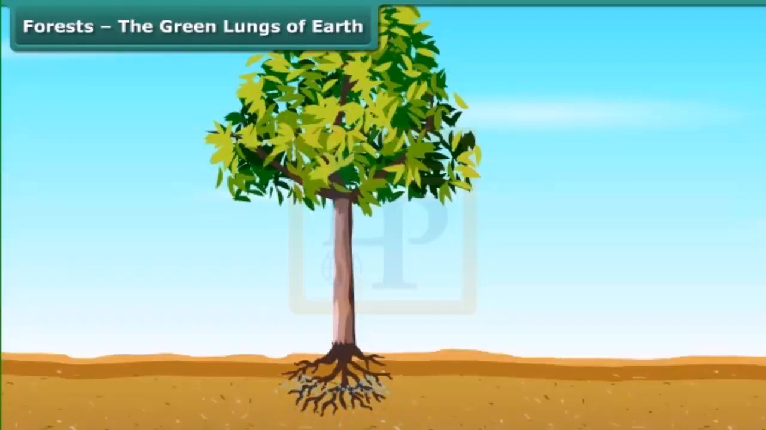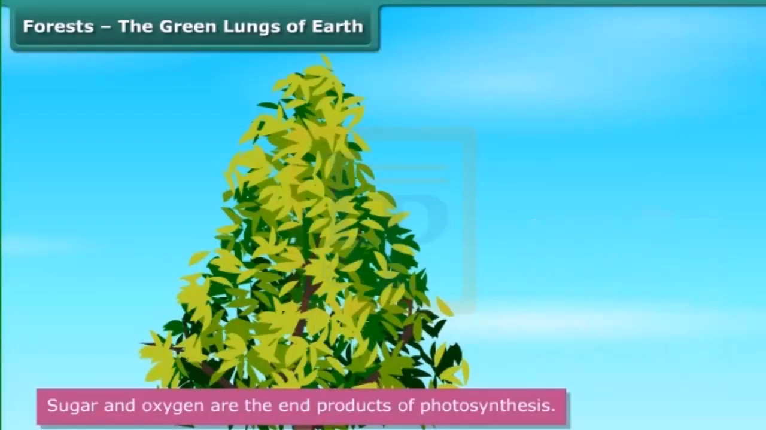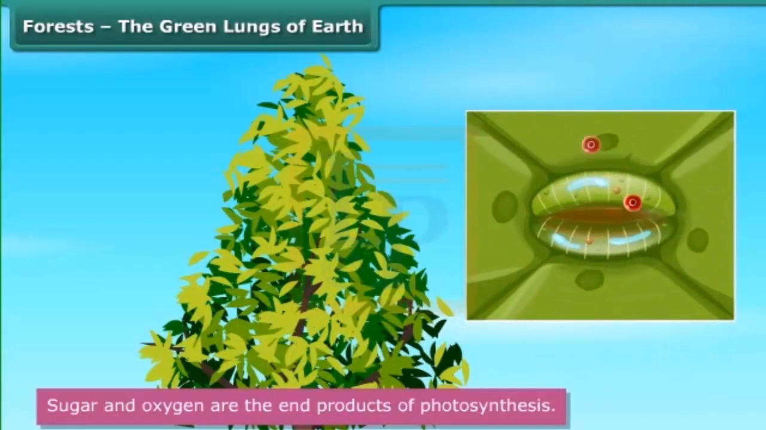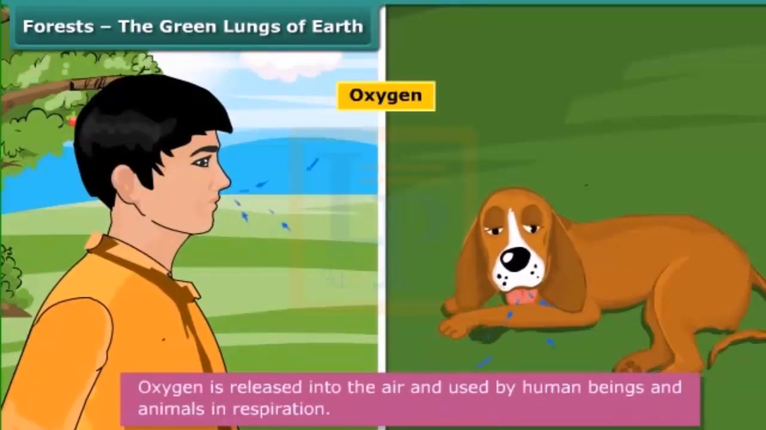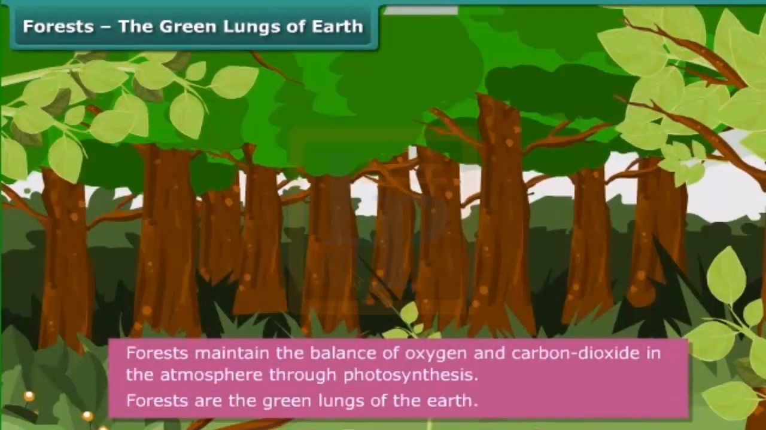Water is absorbed from the soil by plants. Sugar and oxygen are the end products of photosynthesis. Sugar is transported to the rest of the plant. Oxygen is released into the air and used by human beings and animals in respiration. That is why forests are called the green lungs of the earth.